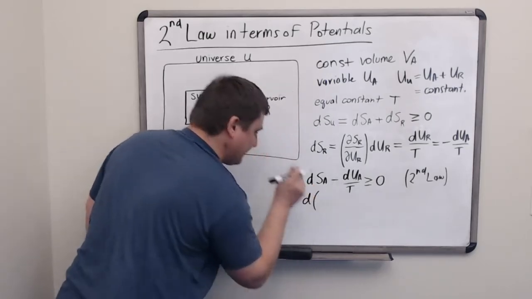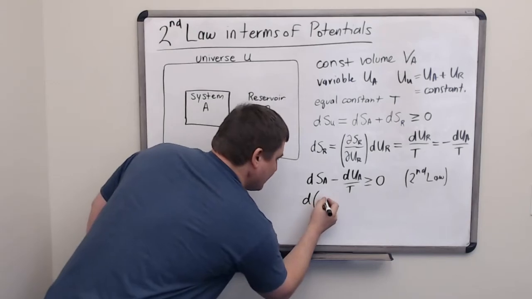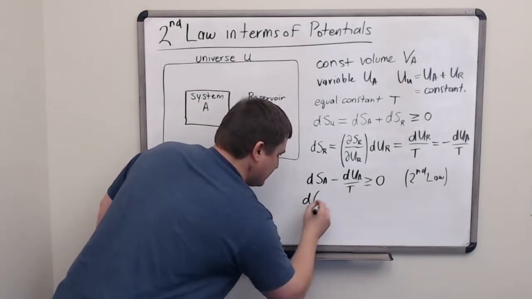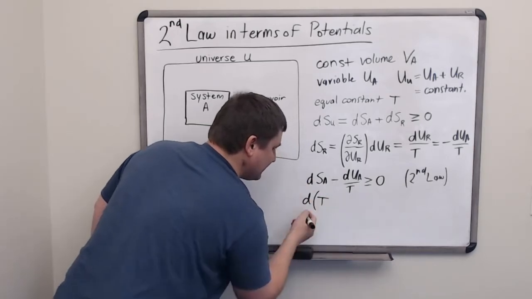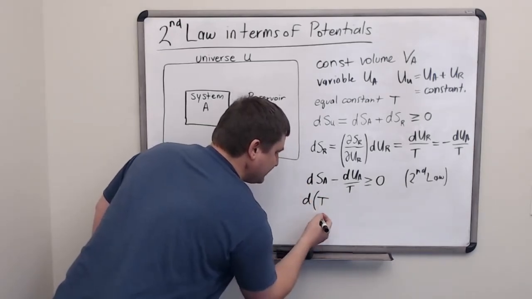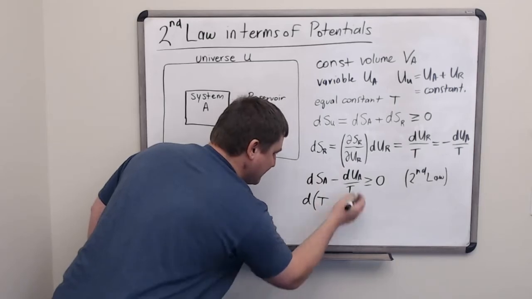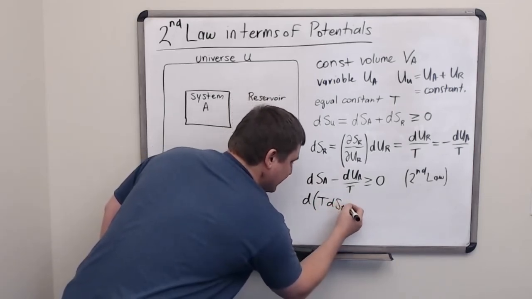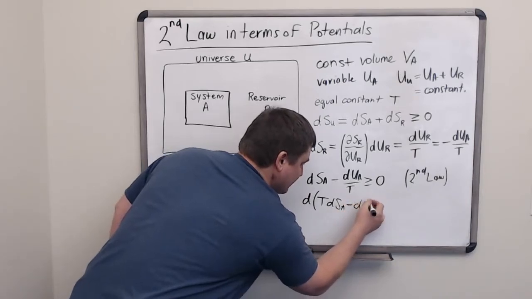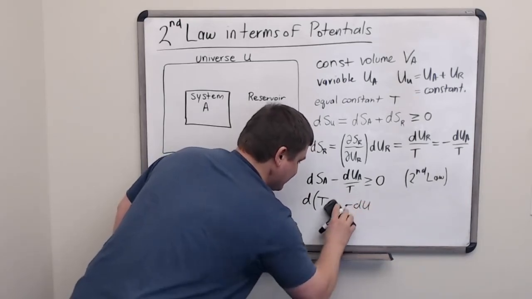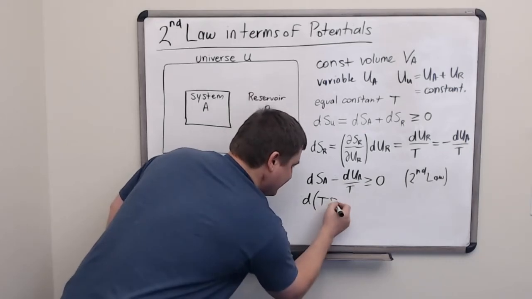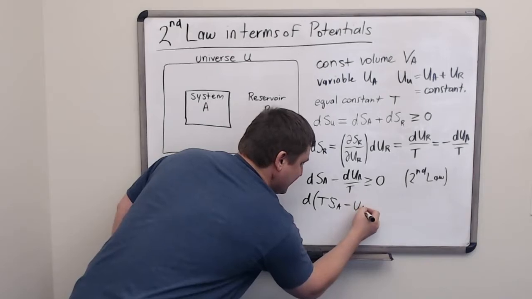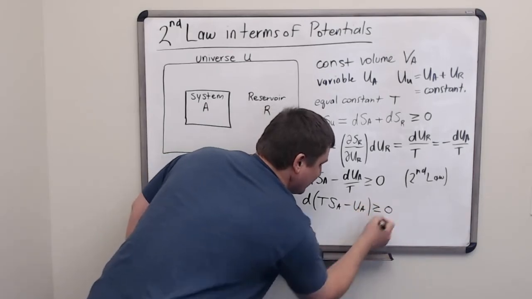I'm going to pull the differential outside, since these are all linear, I can do that. And I'm going to multiply the whole equation by T. It's a constant, so it can move in or out of the differentials, no problem. All right, so I keep saying it and writing it wrong. It should be T times d of (S_A minus U_A), greater than or equal to 0.